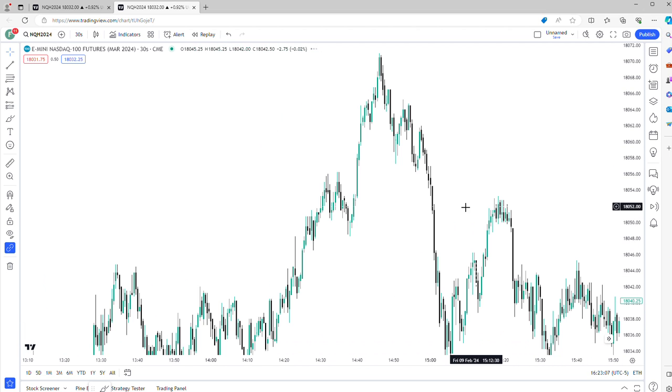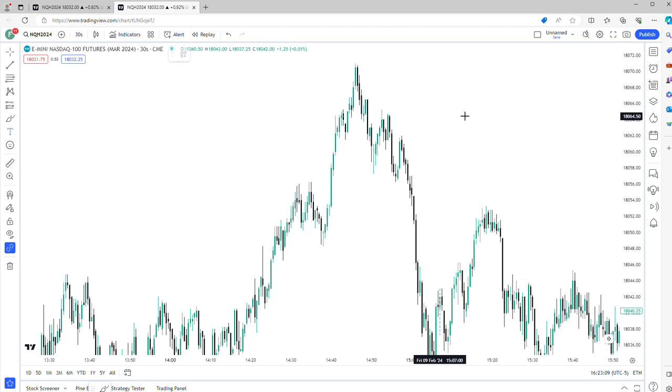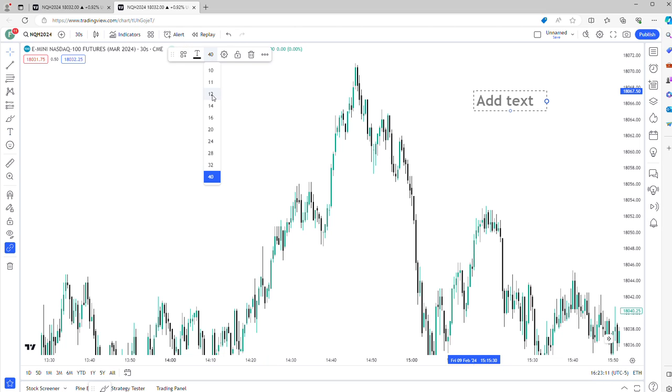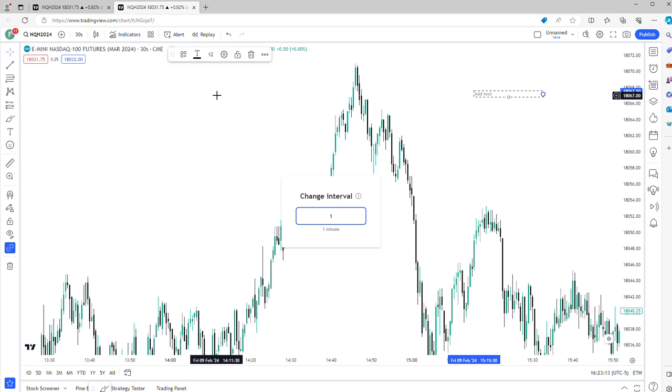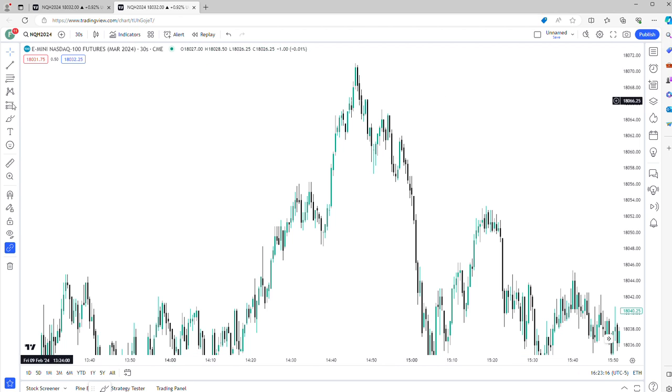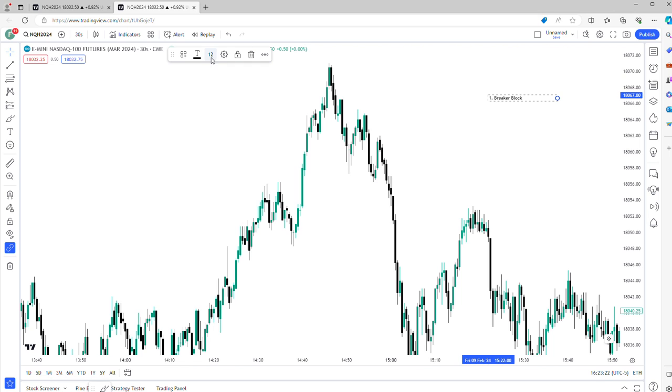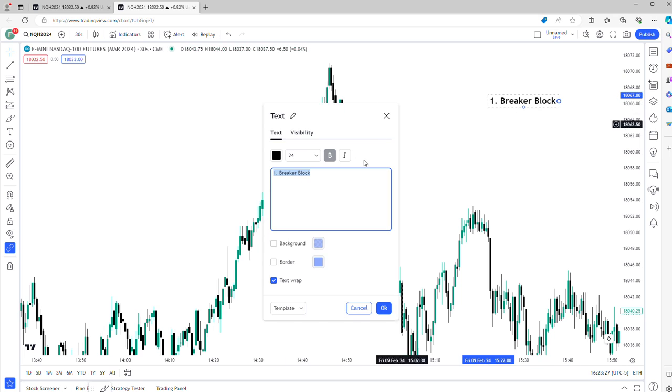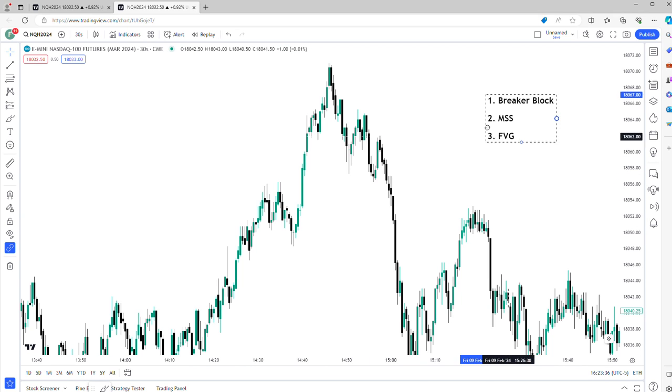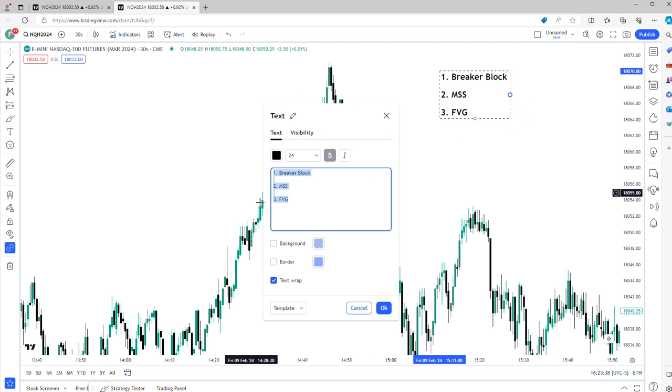So firstly, the unicorn model relies on three elements to actually enter the trade. The first, you need to have a breaker block, and I might just make that a bit bigger. So you need a breaker block, that's the first thing. The second thing, ideally, is you have a market structure shift, and then the third is you have a fair value gap. So you've got three things, a checklist that you need to see before you can use the unicorn setup.